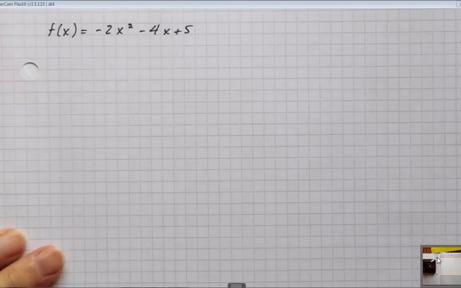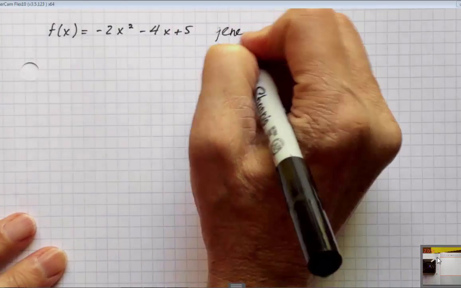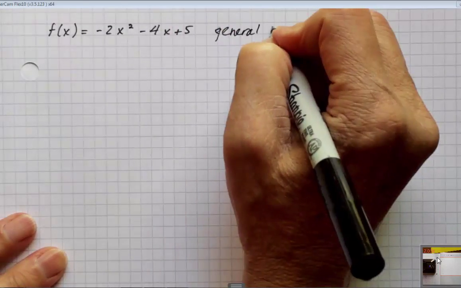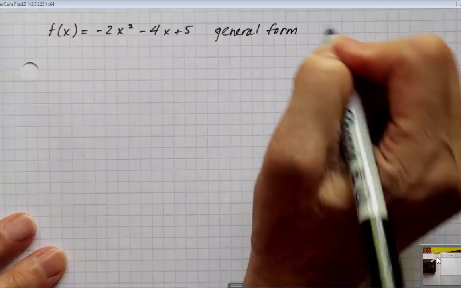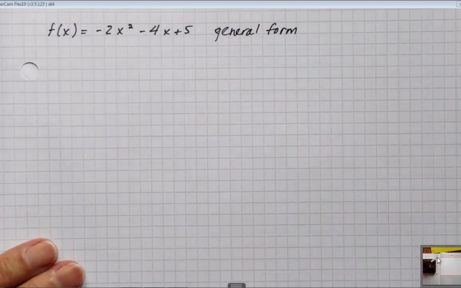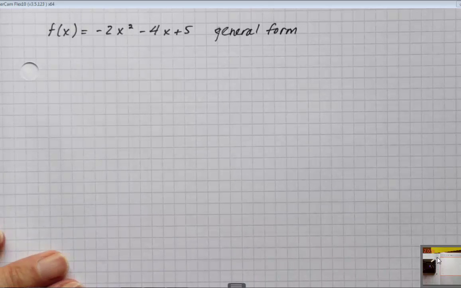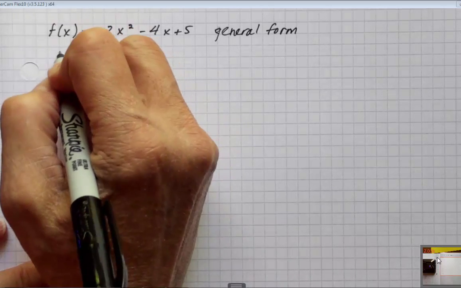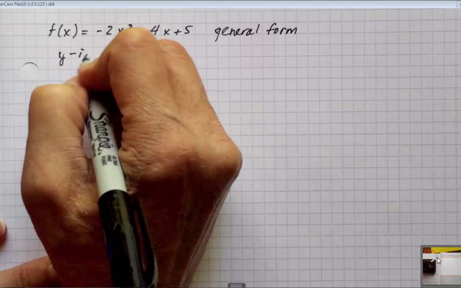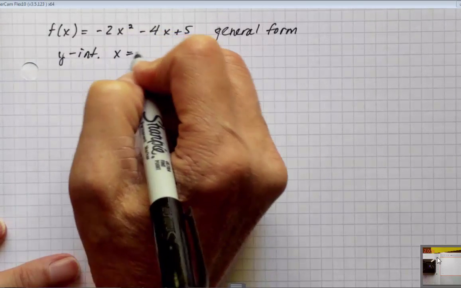We have a quadratic function here that is general in form, and when it's general in form, it's a little bit easier to find the intercepts, but it's a little bit more difficult to find the vertex. So we're going to go ahead and find the intercepts first, and remember that the y-intercept is found when we're setting x equal to 0.